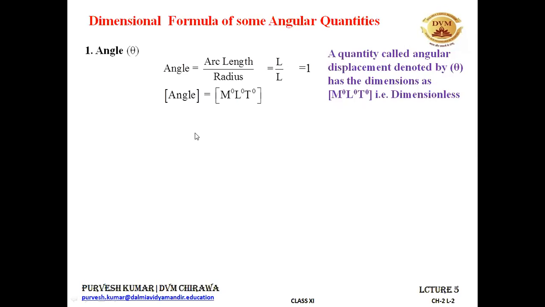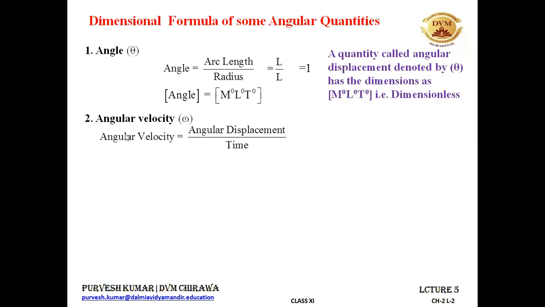Now let's move towards the second quantity, angular velocity, denoted by omega. This sign is omega, it is not W. We use Greek symbols to describe these quantities, like theta, omega, alpha, beta, gamma. Angular velocity is angular displacement upon time. So the formula is: angular velocity is equal to angular displacement upon time.